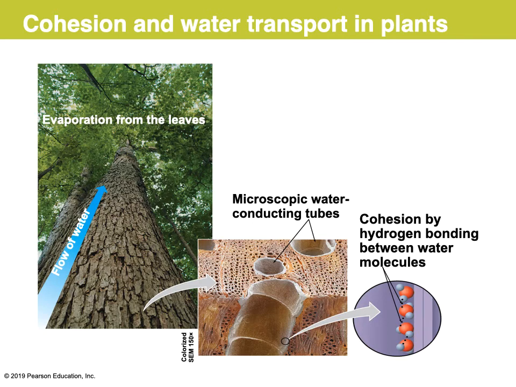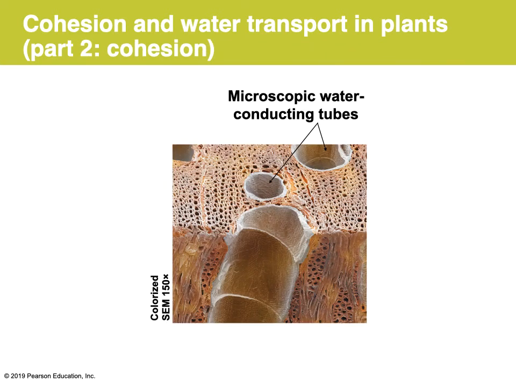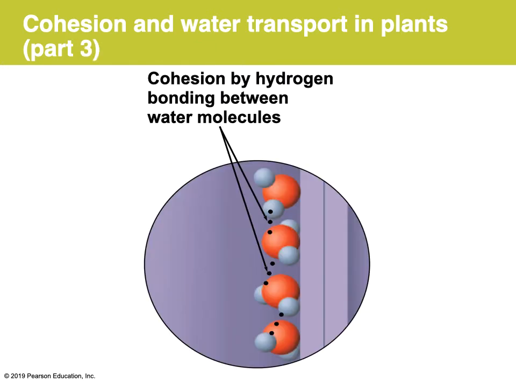So the water is leaving by evaporation, and it keeps being replaced by the water molecules that are attached to the ones that are evaporating and leaving. Hopefully we'll get a little chance to talk about this in more detail later in the course when we talk about how plants work. And you can see plants have actual cells that are modified into tubes for carrying water. And again, there's that cohesion between water molecules.